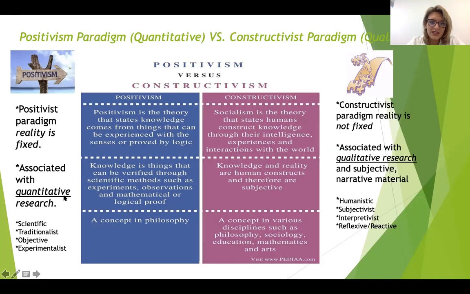So it's quantitative research. And remember, with quantitative research, another way to remember is quantitative has the word quantity in it. So again, we're looking at numbers, mathematics, experience and observations that are all mathematically proven, okay? It's more scientific, traditionalist, objective, and experimentalist because they're doing a lot of experiments based on numerical values, all right?